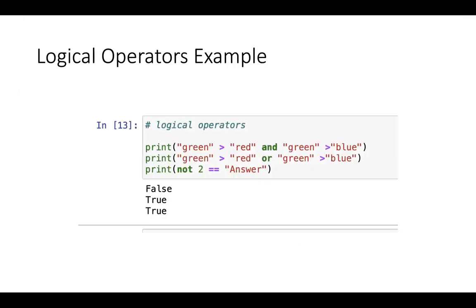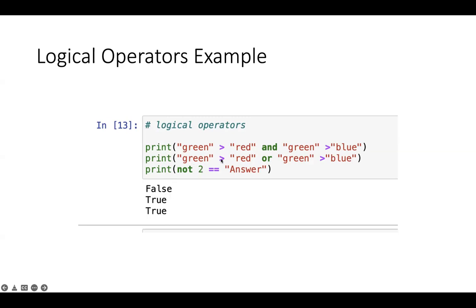Here we have an example for logical operators. Print green is greater than red and green is greater than blue. So these two expressions from left and right of the AND operator should both be true to have a true result. So here, green is greater than red and green is greater than blue. One of them is false. That's why we get false.